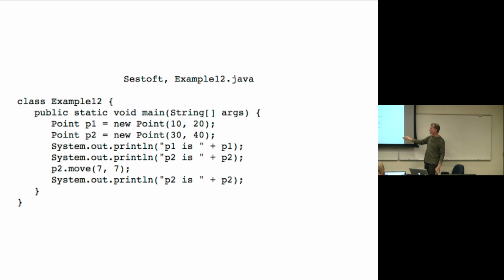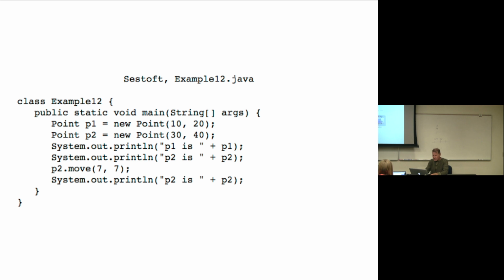And then we're going to do P2.move 77. And then System.out.println P2 is what? So what will the second value of P2 be? It'll be 10 20 and then 30 40 and then what? Come on. Then what? Yeah, 37 47. Are we good? All right, let's try it.